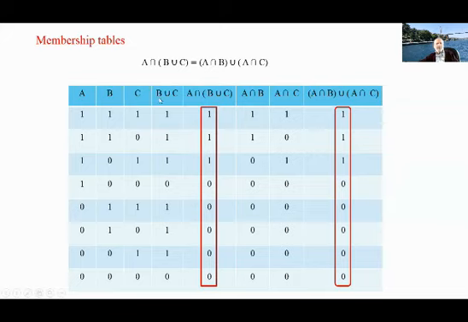So what we do, we have B union C, so you have to have at least one. You get 1, 1, 1, 0, 1, 1, 1, 0.